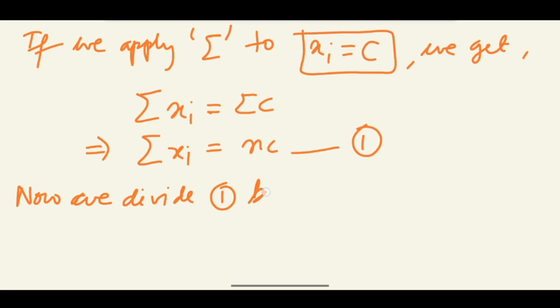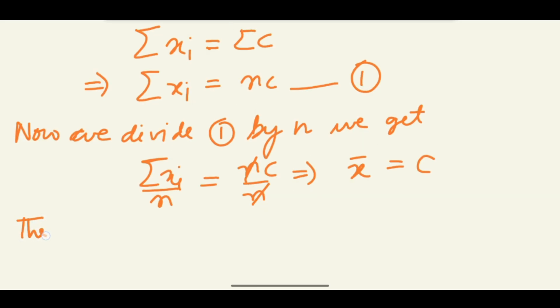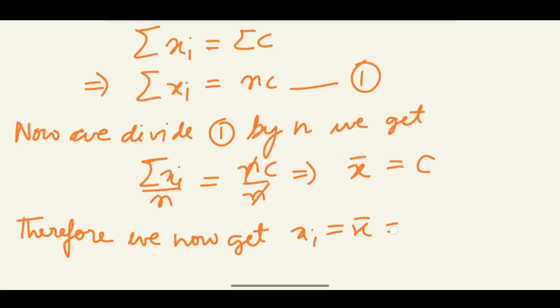Now we divide both sides of equation 1 by n, and we get this. From summation x by n, we get x bar, and by cancelling both the n, we get c. We have already assumed xi equals c, and we have derived x bar equals c. So we can now write xi equals x bar equals c.